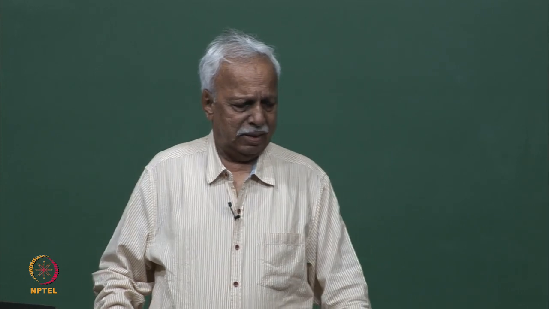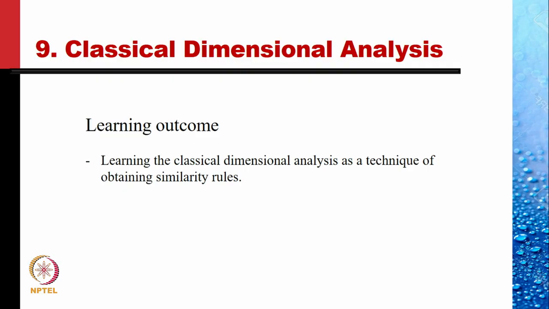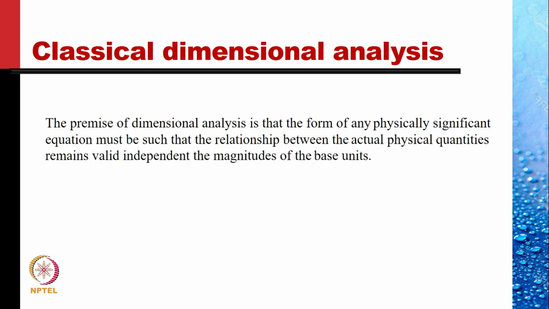In today's lecture, we will learn the classical dimensional analysis as a technique of obtaining similarity rules. The premise of dimensional analysis is that the form of any physically significant equation must be such that the relationship between the actual physical quantities remains valid independent of the magnitude of the base units. So, if the relationship between the actual physical quantities remains valid independent of the magnitude of base units, that means the equation must be dimensionally homogeneous.